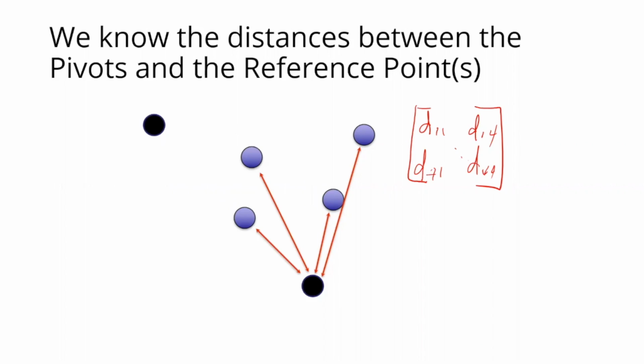Now with the reference points, let's say these are 1, 2, 3, 4 in terms of index. The reference points are 5 and 6. And the fact that we're measuring the distance from the reference point to all the other pivots means we're going to compute the distance from D1 to D5, D2 to D5, 3 to 5, 4 to 5. So we're going to have D1,5, D2,5, D3,5, D4,5. We're going to do the same thing with the point 6, right? So we're going to measure the distance from point 1 to 6, 2 to 6, 3 to 6, 4 to 6.